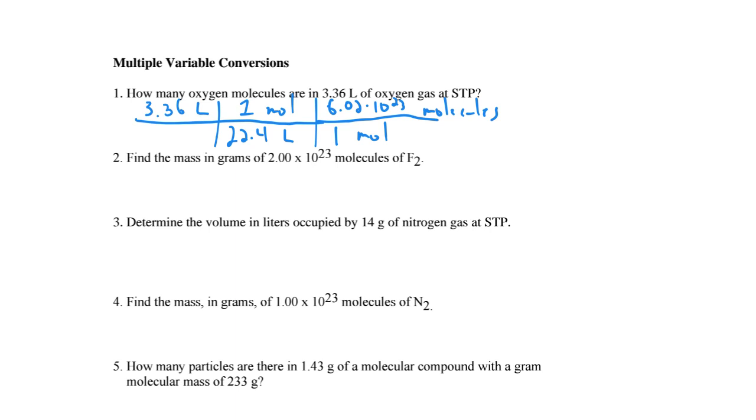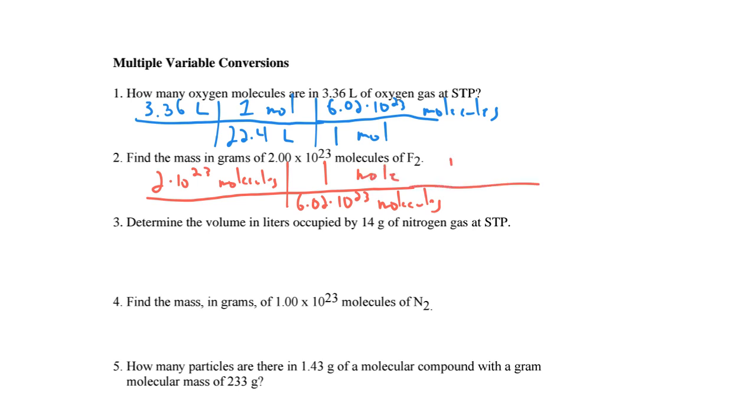All right, next one, we have molecules to grams. So we'll start with our 2 times 10 to the 23rd molecules. And then the only thing we know how to turn molecules into is moles. We'll use the fact that it's 6.02 times 10 to the 23rd molecules to 1 mole. And then to go moles to grams of F2, we need the molar mass of F2. So 2 times the atomic mass of fluorine of 18.998.